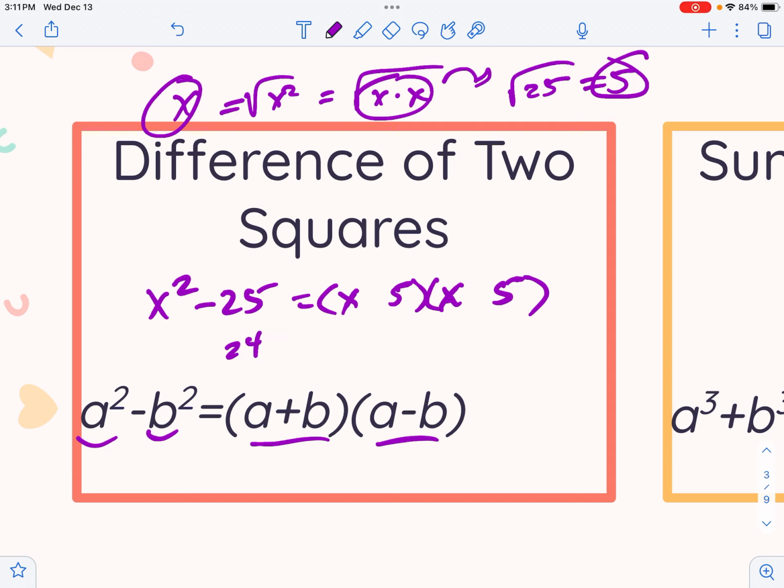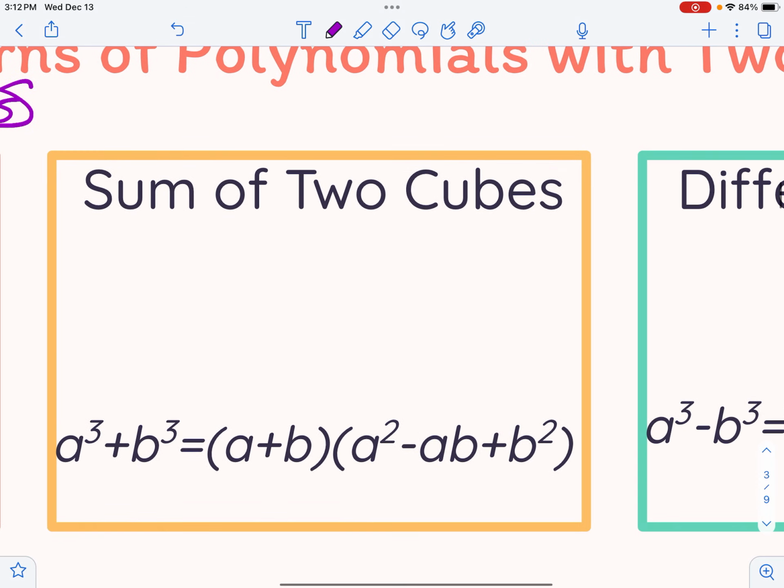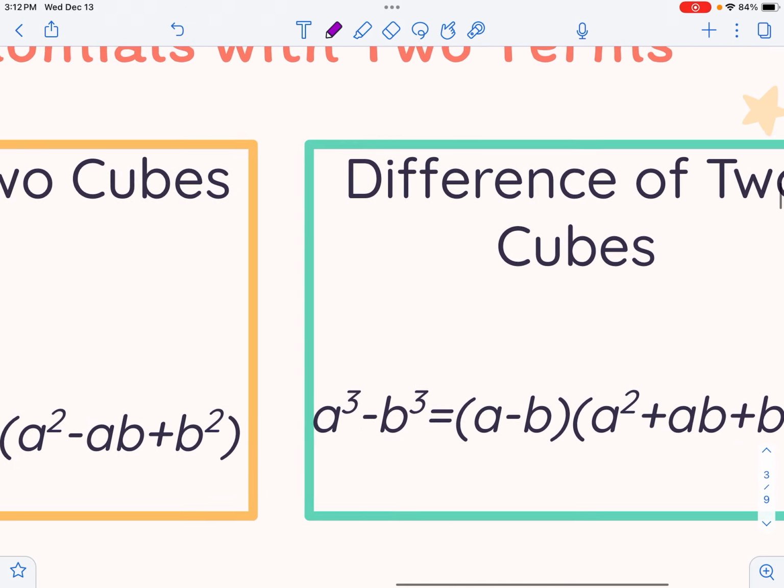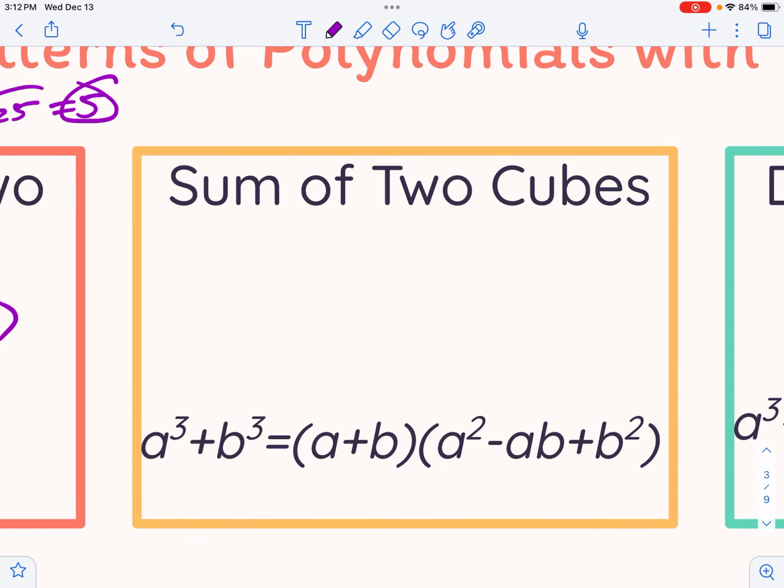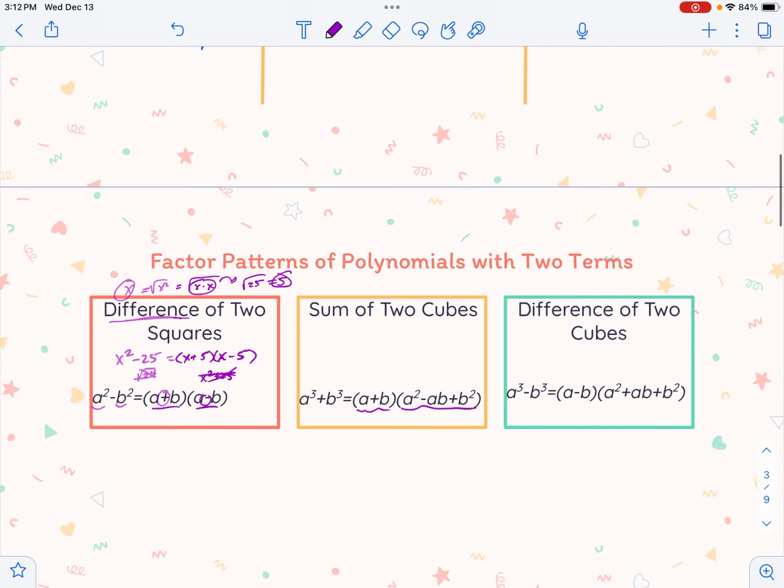Now this wouldn't work with 24. 24 is not a perfect square, so I wouldn't do this method with any numbers other than perfect squares. And then you can see it's plus and it's minus. X squared plus 25, I cannot factor that. I can't do sum of squares, only difference. It's got to be subtraction, okay? I can do sum of two cubes and difference of two cubes. Here are the formulas, and I'll go over the formulas when we do a couple of these problems. But basically, what you're looking for, let me see what I got here.